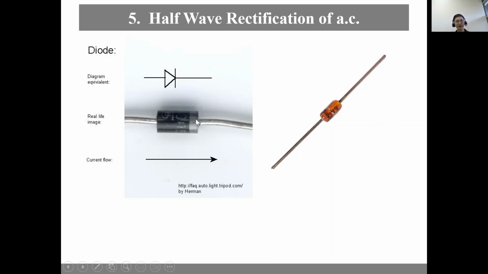If you look at the device itself, it looks like this. This silver band denotes this straight line part of the diode.